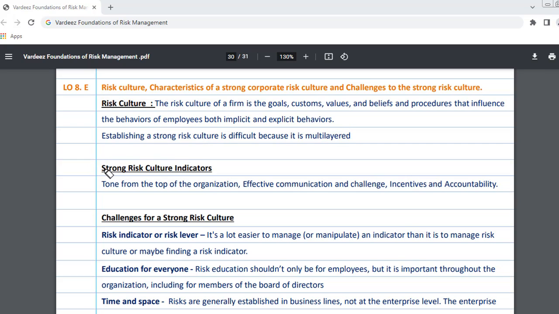Talking about the characteristics of a strong risk culture, what are the indicators? Well, the first one is tone from the top of the organization. By having a look at the tone from the board and the management, you'll try to figure out whether the risk culture is strong or weak. To give you an example here, we can see whether the stated risk goals and the risk appetite are conflicting with the actions of the management. Do they work in alignment with the risk appetite, or do they deviate from that?